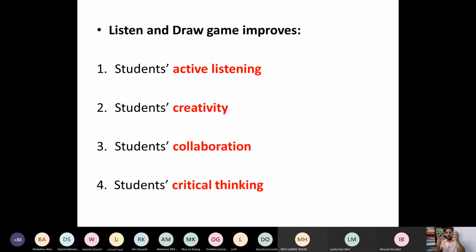And number four, students' critical thinking. There is a problem they have to solve, which is drawing a good picture, but at the same time listening. So these are the aims behind this game, and it's very helpful. Okay, shall we move on to the next one? Yes, let's carry on.